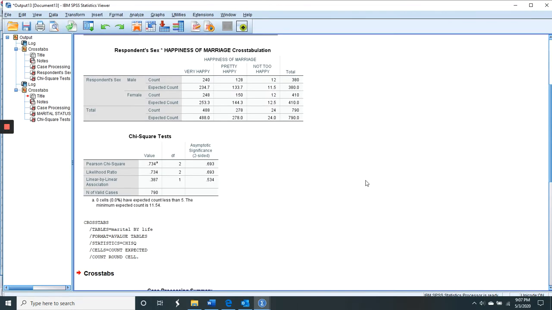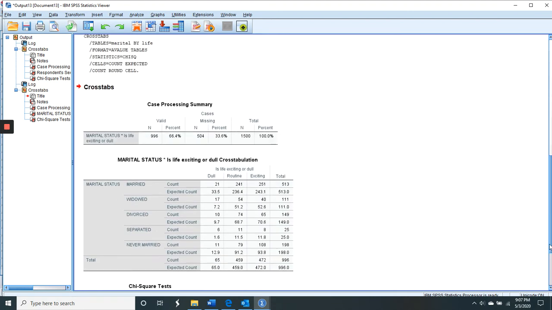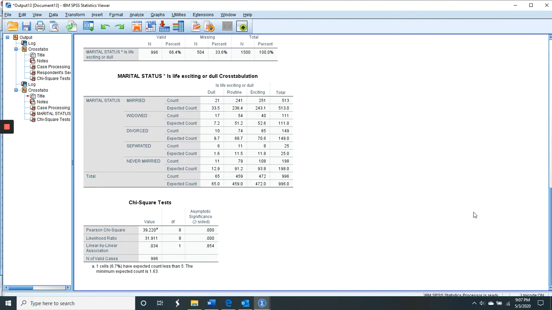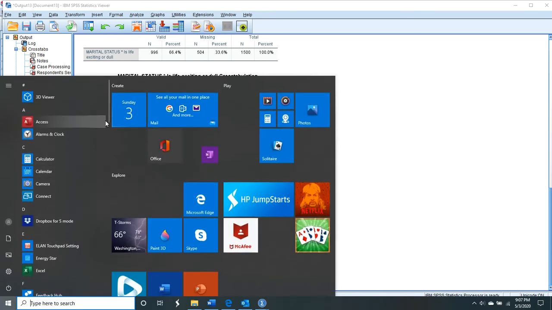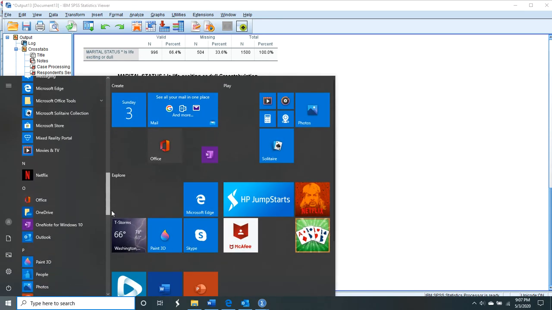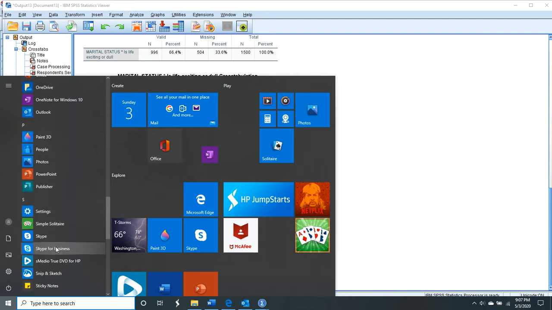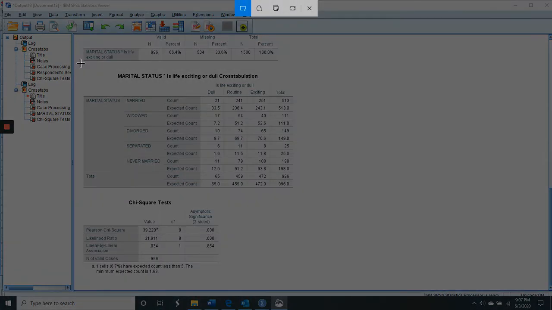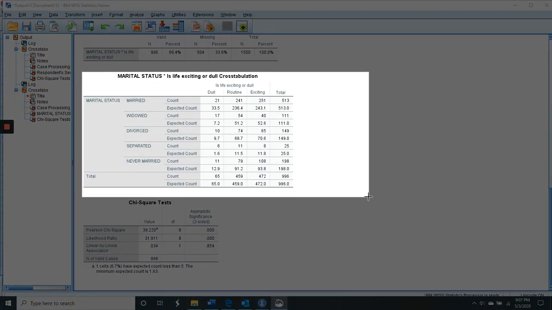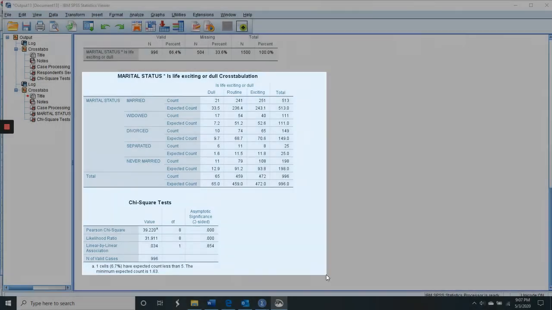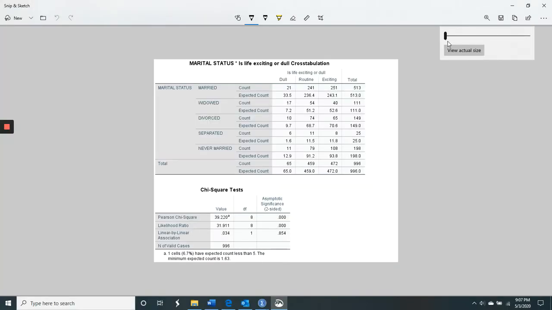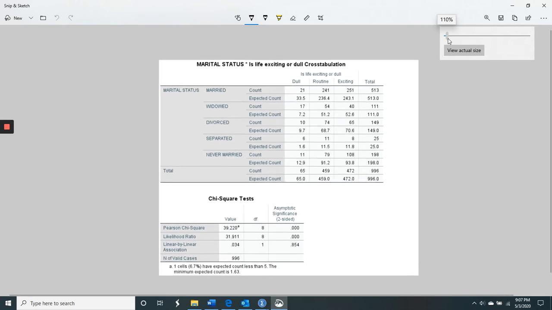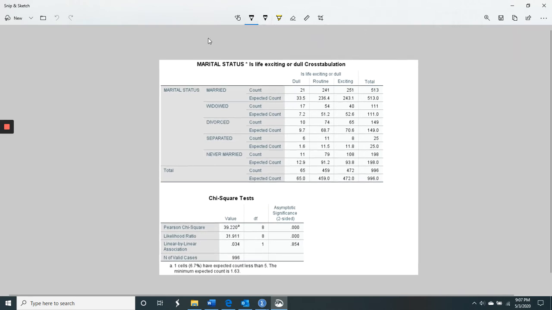So let's go to the second analysis that we ran and interpret that. So whether one's marital status related to one's view of life in terms of it being dull, exciting, etc. So let's snip this. And let's look at our stuff. And I'll make it a little bit bigger, and I will start writing on it.